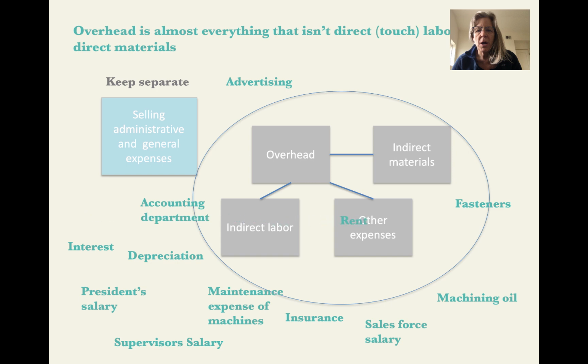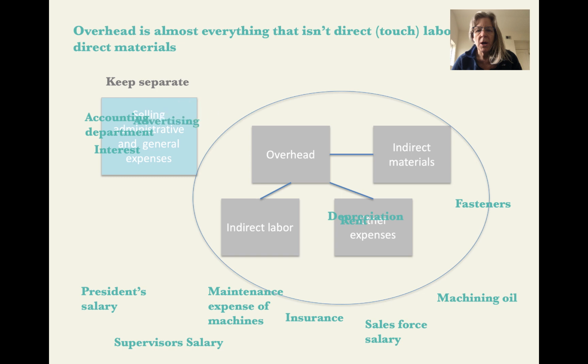The first is rent. Now, rent is associated with manufacturing, because the bigger place you have, the more you can make. Interest on a loan that you might have is not associated with manufacturing. It's associated with the management of the firm. Depreciation is directly related to the machines that you've purchased in the past, so that is associated with overhead that needs to be allocated. Accounting department, again, is not associated with manufacturing. It's associated with tracking the management of the company, so that goes into the other separate category.